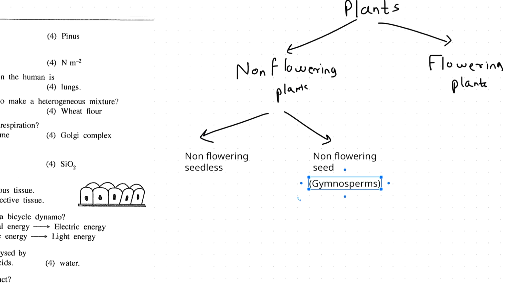However, in non-flowering seed plants, the seed is not covered by a fruit. A fruit does not form because there is no flower. That's why we call it naked seeds. What are examples for non-flowering seed plants?